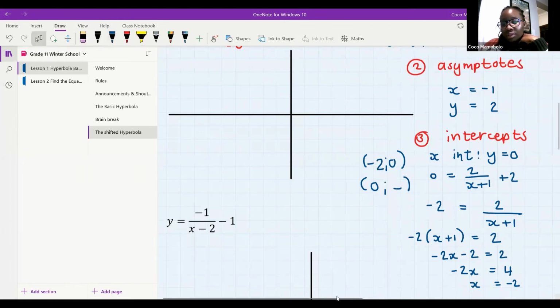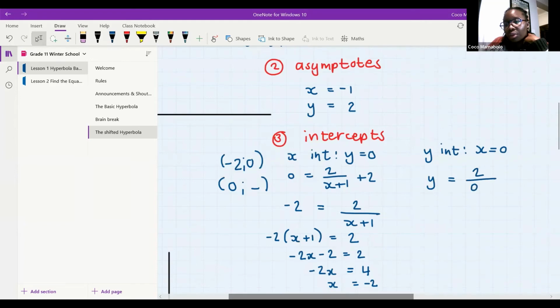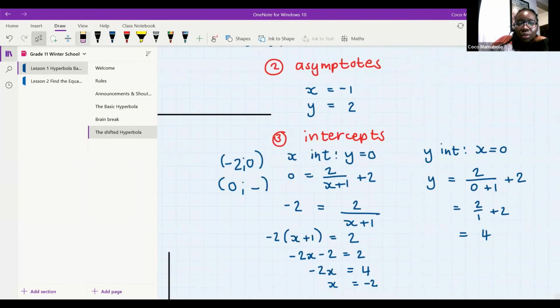And then I'm just going to squeeze over to the side a little bit, and then we're going to calculate for the y-intercept, where x is equal to 0. So I'm going to have y is equal to 2 over 0 plus 1, plus 2, which is equal to 2 over 1 plus 2, which is equal to 4. So that means my y-intercept is going to be equal to 0 and 4.